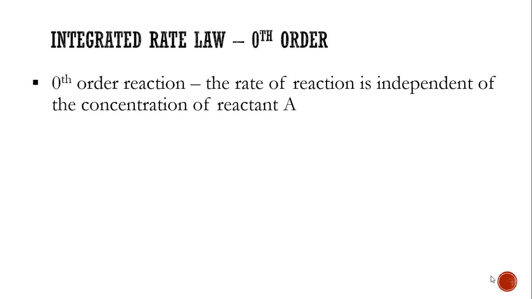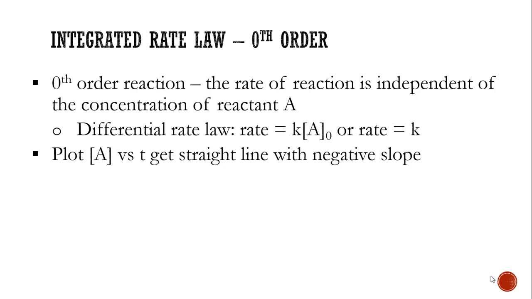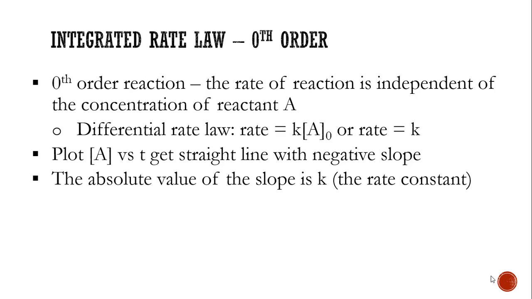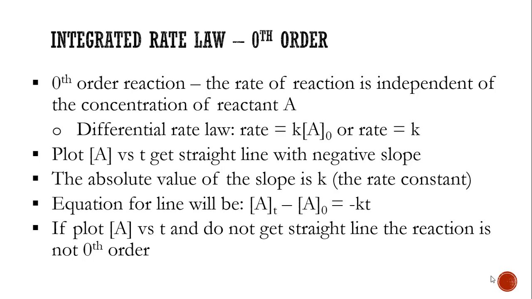The previous video looked at zero order. The rate of reaction is independent of the concentration of reactant A. The differential rate law is rate equals K. If you plot the concentration of A versus time, you get a straight line with a negative slope, and the absolute value of the slope is equal to K. The equation for the line is A sub T minus A sub O equals negative KT, and that will be on your formula sheet. If you plot the concentration of A versus T and do not get a straight line, then it is not zero order. And lastly, for a zero order reaction, the half-life is not constant.